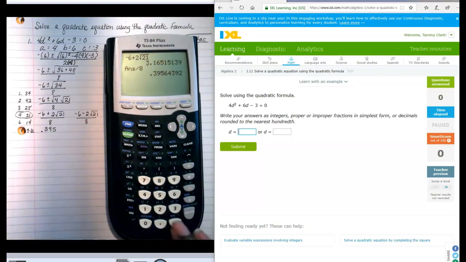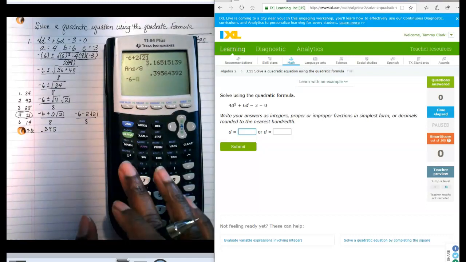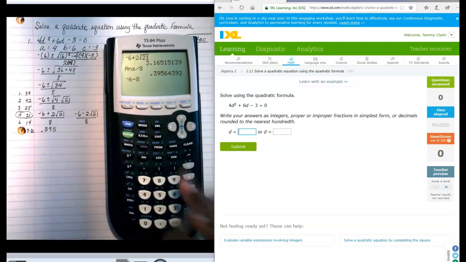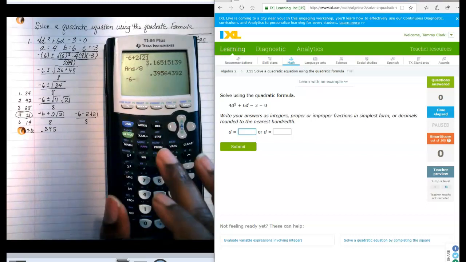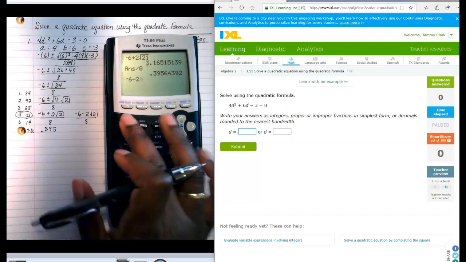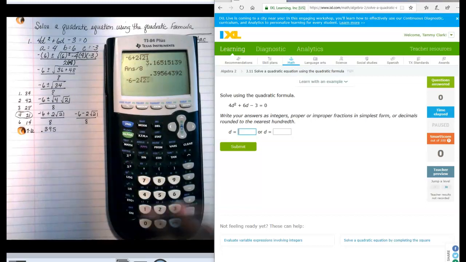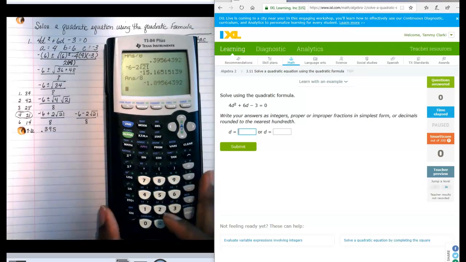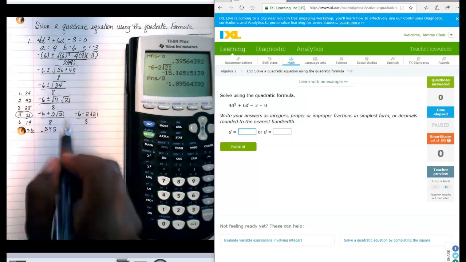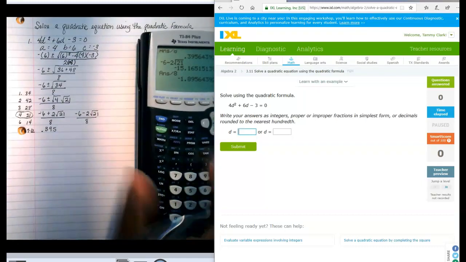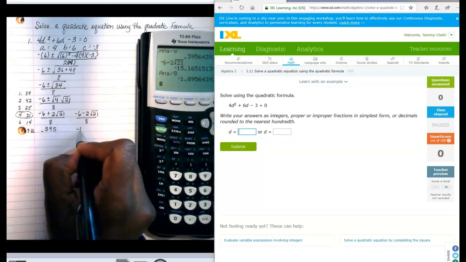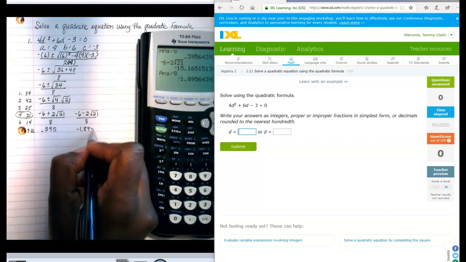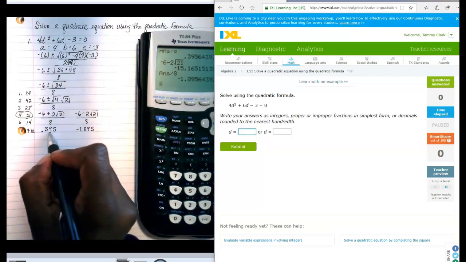Then I'm going to do the same thing with the other side. Negative 6 minus 2 times the square root of 21. Get that answer. Divide that by 8. And we get negative 1.895. So we have to round these to the nearest hundredths.